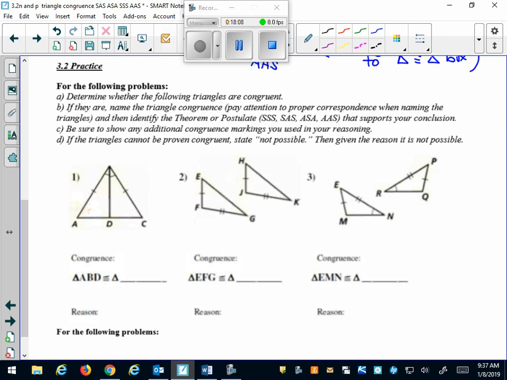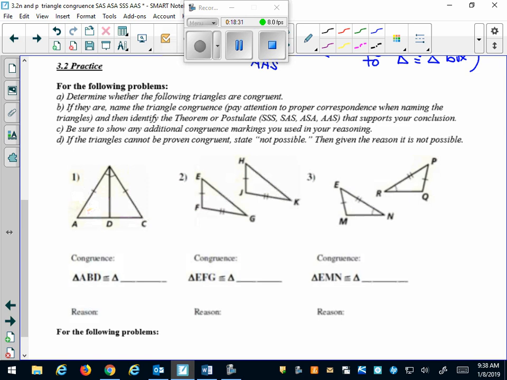Okay, so let's look at this. Determine whether the following triangles are congruent. If they are, name the triangle congruence. Either SSS, SAS, ASA, or AAS, okay? And then make sure that you're showing the additional markings that you used, okay? If you can't prove they're congruent, if there's not enough information, then you just put not possible.